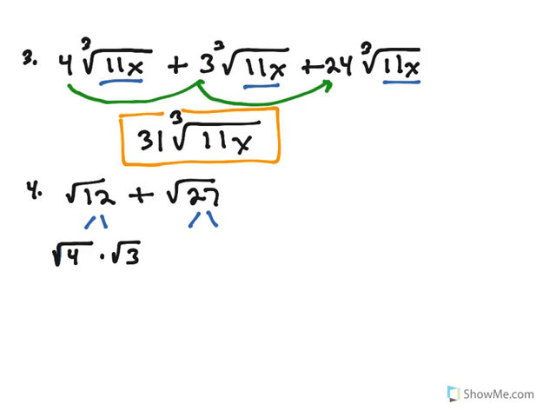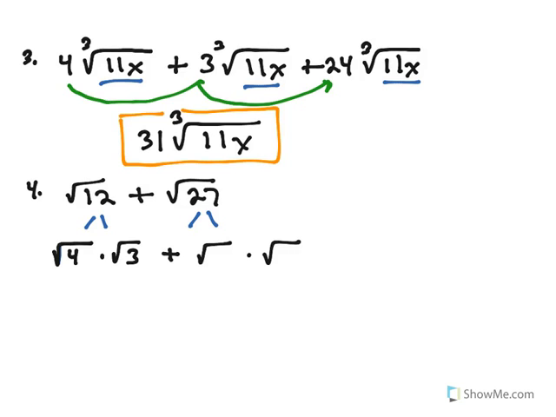Why did I pick 4 and 3 rather than 2 times 12? Because 4 is a perfect square. We can actually take the square root of that, okay? And that is going to simplify that radical pretty nicely, okay? And then we're going to do the same here.